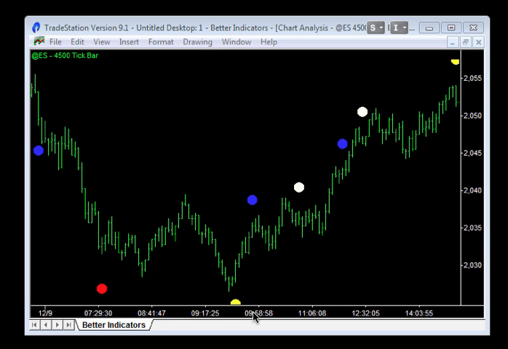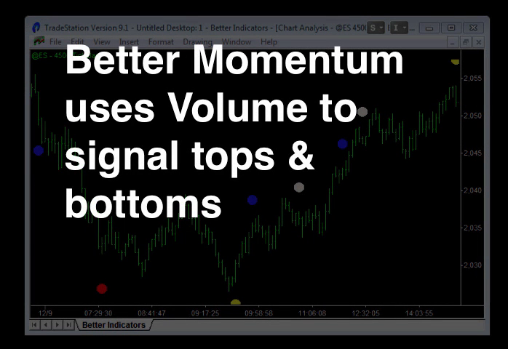So better momentum gives us these three signals. They're all plotted in real time, there's no back plotting, and it gives you a feel for the demand and supply picture. At this turning point, all the sellers have sold, there's no one else to sell, and that's the right condition for a market to start to rally and to trend in the other direction. So a volume-based momentum indicator will help you identify these market tops and market bottoms.